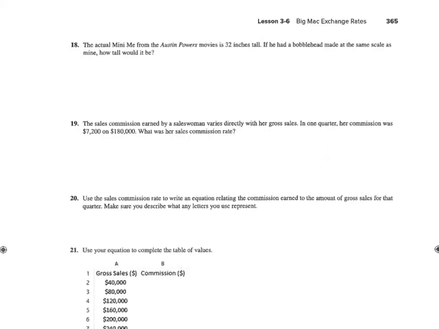There we go. Okay, then the actual mini-me from the Austin Powers movie is 32 inches tall, so we're going to use that same scale. Oops, 1/13. So again, this was his actual height. If he had a bobblehead made at the same scale as his, how tall would he be? Or how tall would it be? So let's cross multiply. I have 32 equals 13x. So let's divide both sides by 13. So 32 divided by 13 is roughly 2.5 inches tall. So there you have it.